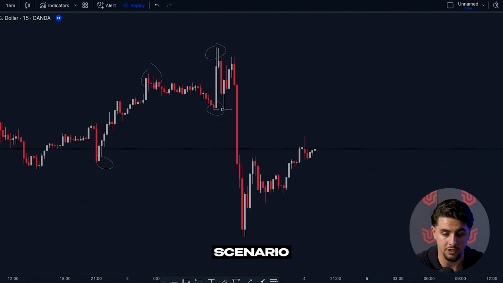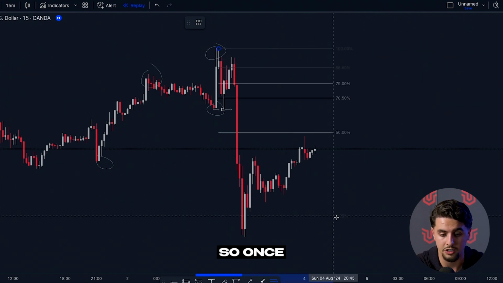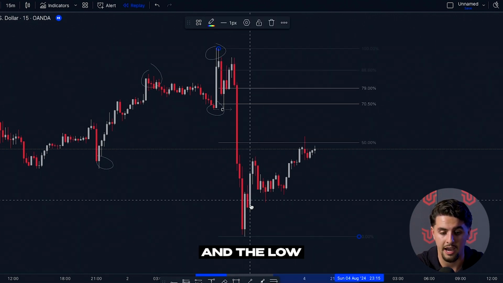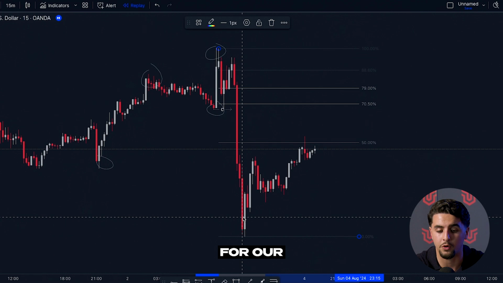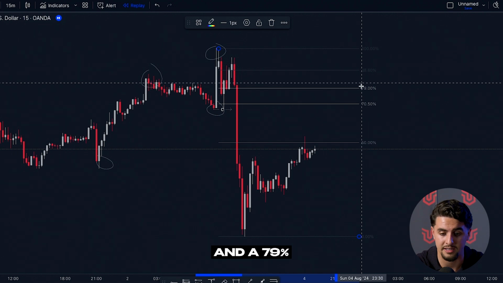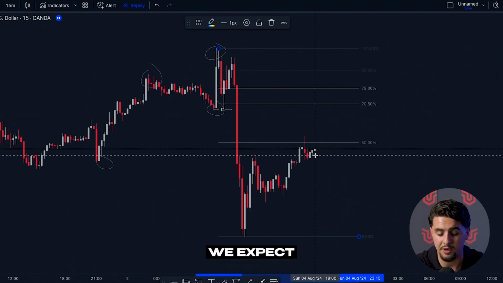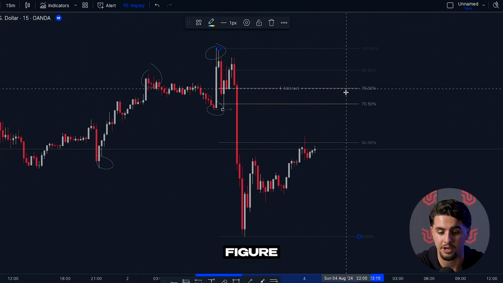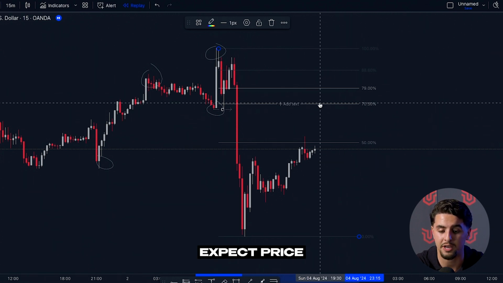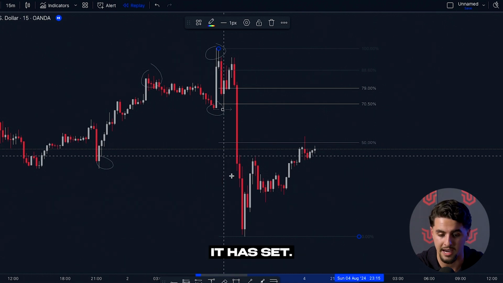Now that we're in a sell scenario, we go ahead and mark out the high and low of the new impulse that was created. So once we've identified the high and the low, we start to look for our premium levels, and our optimal trade entry levels sit between the 70.5 and the 79% of our Fibonacci tool. So once we expect price to pull back into this figure right over here, this is when we would expect price to bounce off from and continue in its intended direction that it has set.